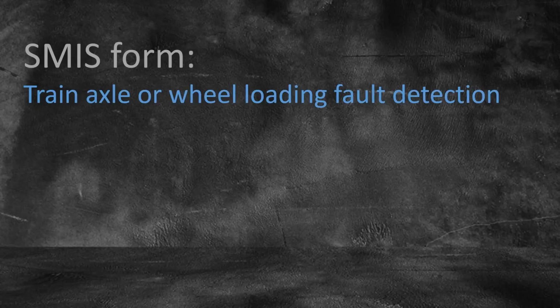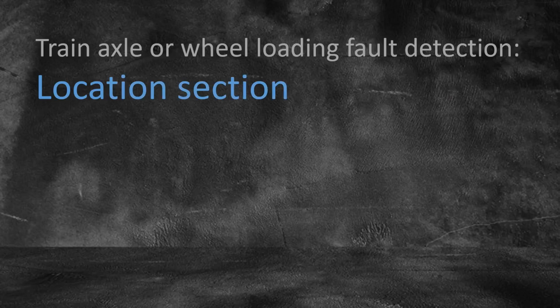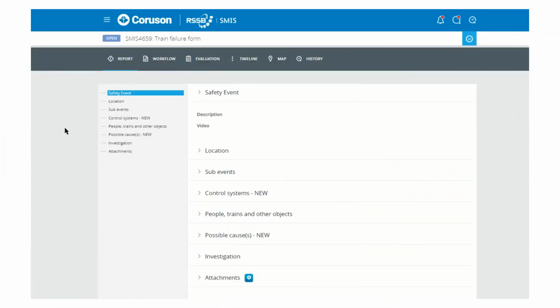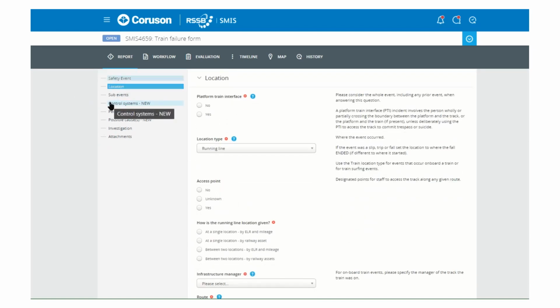Now that we understand what should be entered into SMIS on the train axle or wheel loading fault detection sub-event, let's now take a look at the sub-event section on the train failure form in SMIS. So now we have opened the train failure form, and let's head over to the location section. Remember, we are just looking at the location section on the train failure form in the context of train axle or wheel loading fault detection sub-events.